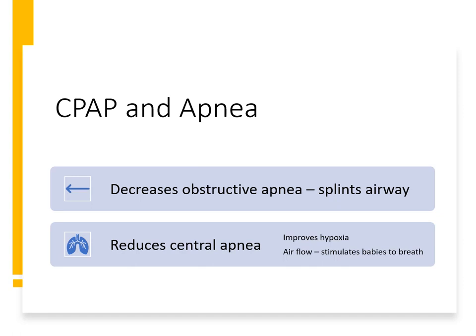CPAP also has an effect on apneas. It decreases obstructive apnea because it splints the airways. It prevents them from collapsing. It reduces central apnea by reduction of hypoxia, and there is also a constant flow in the nose, which helps stimulate them to breathe.